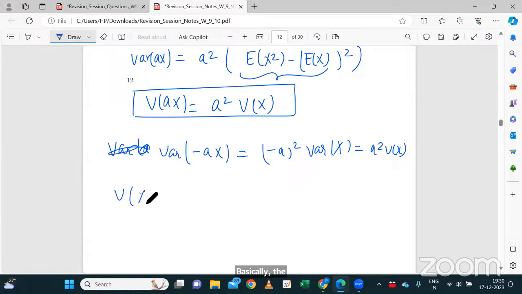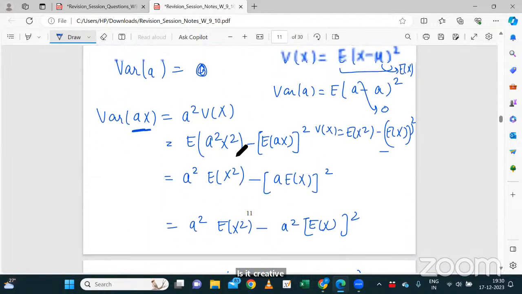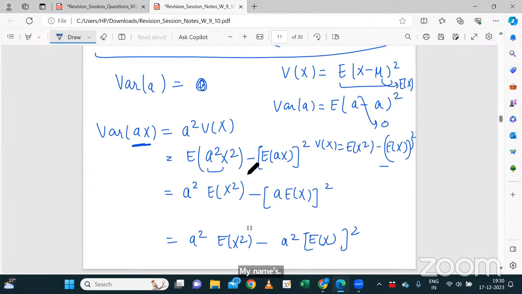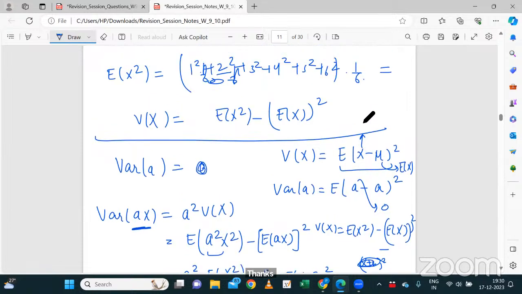What about variance of x plus b? It is the same as variance of x. Adding a constant will not have any effect. I will give you a rough idea: if you put it here, you will get x plus b minus mu minus b whole square, and b will get cancelled out, so at the end you will get x minus mu whole square, right?